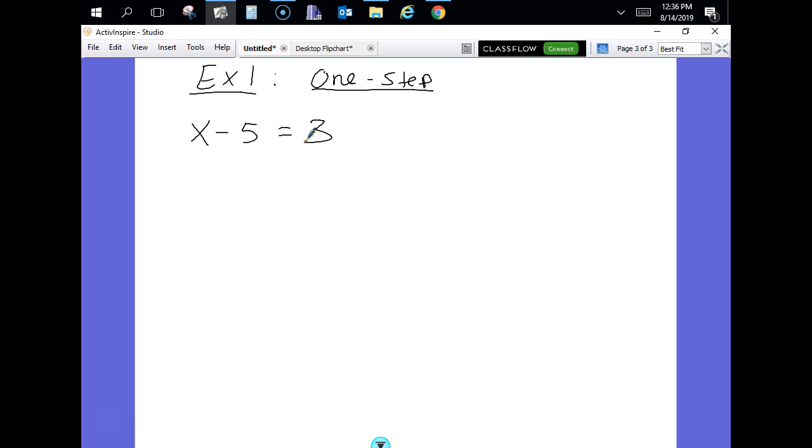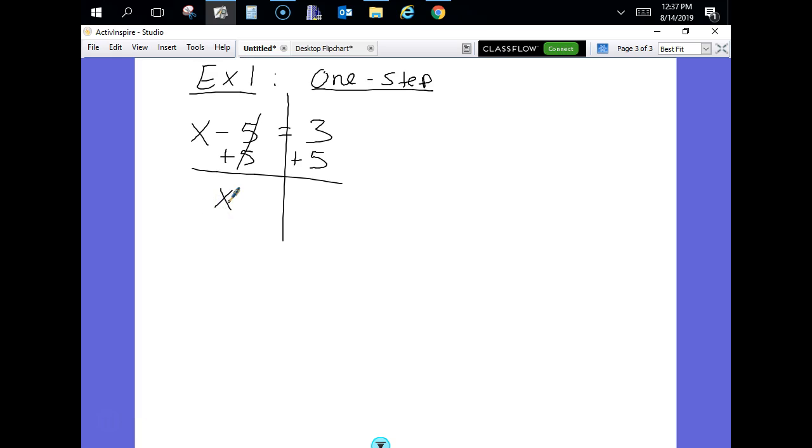So the idea is I want to get x by itself, correct? So on this side, I want to get rid of this 5, so the x is by itself. To get rid of it, we do the opposite. The opposite of minus 5 is plus 5. But whatever you do to one side, you have to do the other, because this is an equation. We want to keep it balanced.